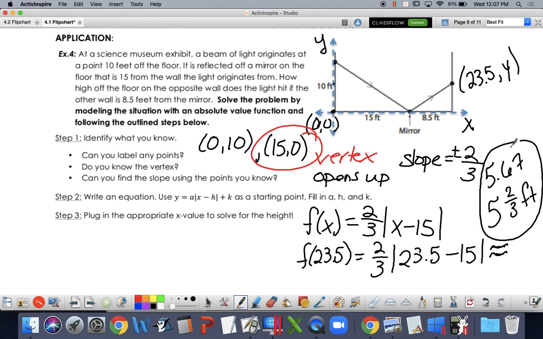Because when I'm evaluating this, I treat those absolute value bars almost as if they were parentheses. So I've got to evaluate what's inside here first. I get my 8.5 out. And then I take the absolute value of 8.5, which is still just 8.5, and then I multiply it by 2/3 to get out my answer.